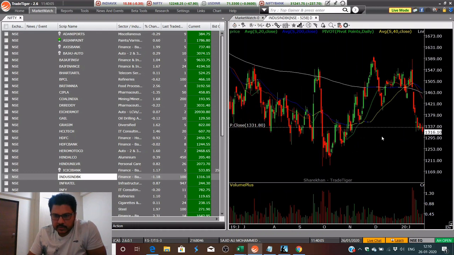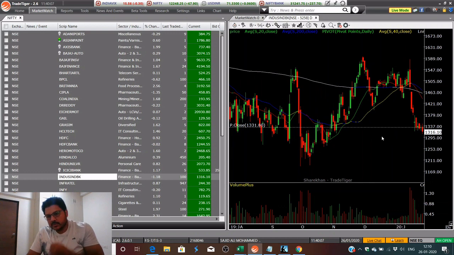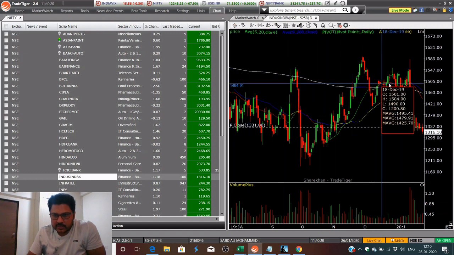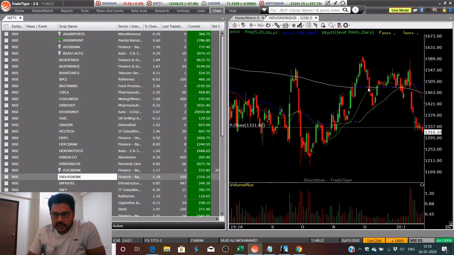This is in a sideways zone. How do we identify a sideways zone? The price keeps going below the 20 period moving average and above the 20 period moving average. If it is on a bigger time frame, it will go above the 200 period moving average and below the 200. So this acts as a resistance. This acts like a wall where it cannot cross and go above.